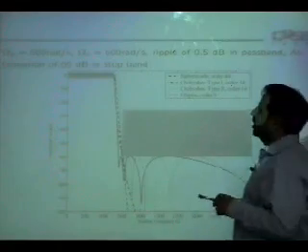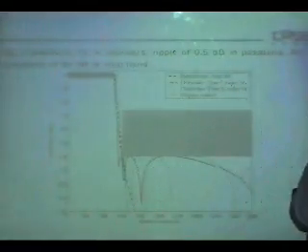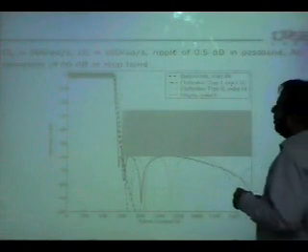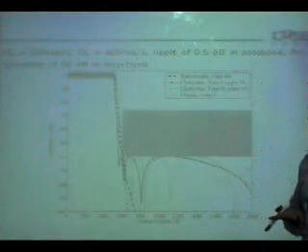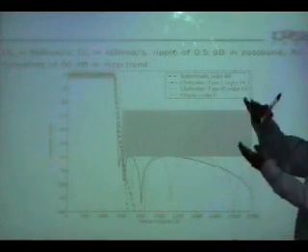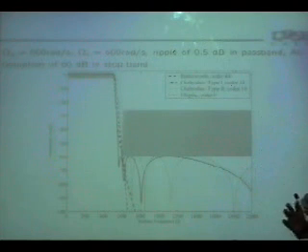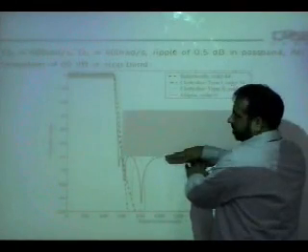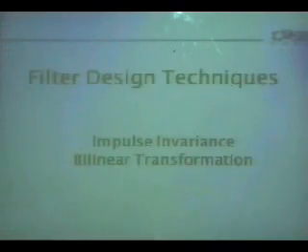500 radians per second is omega pass. Omega stop is 600 radians per second. Ripple of 0.5 dB in the pass band, and attenuation of 60 dB in the stop band. 60 dB means 1000 times lower. So you want your unwanted frequencies to be slashed down by 1000 times. So this is a comparison.